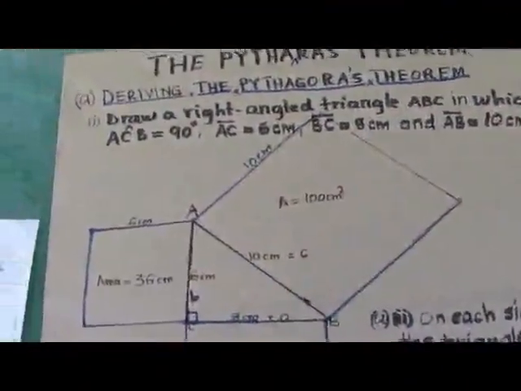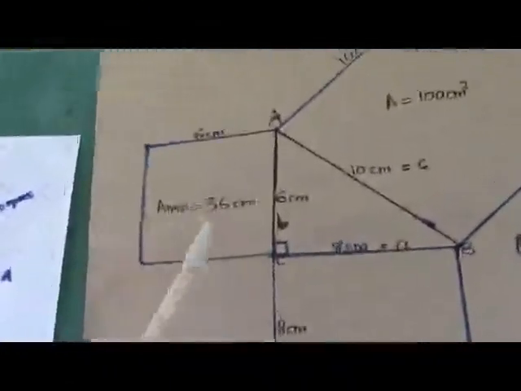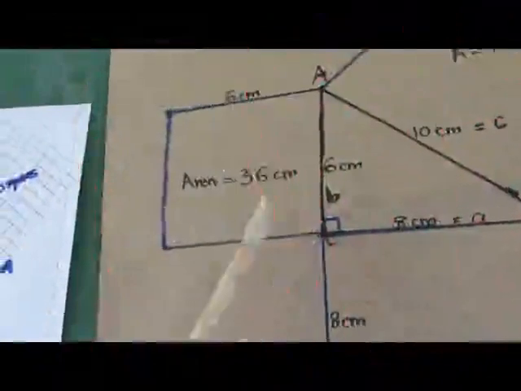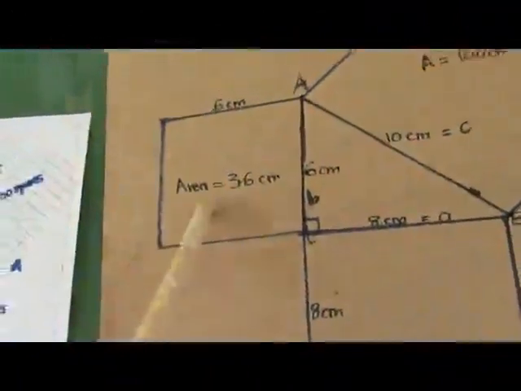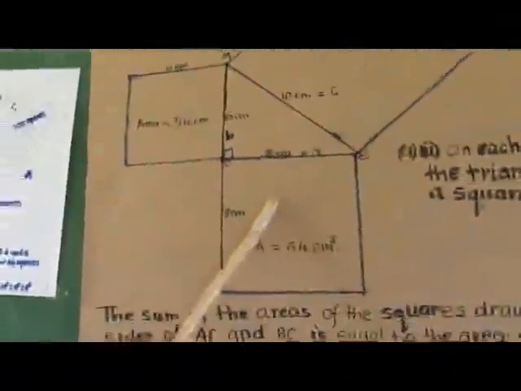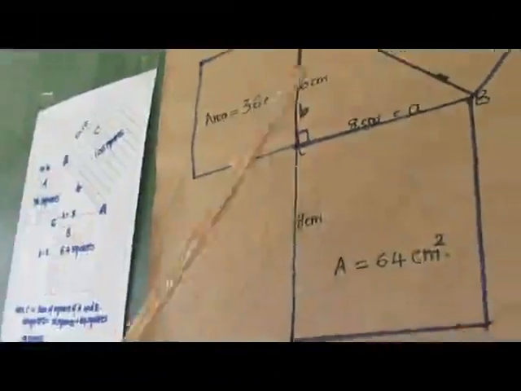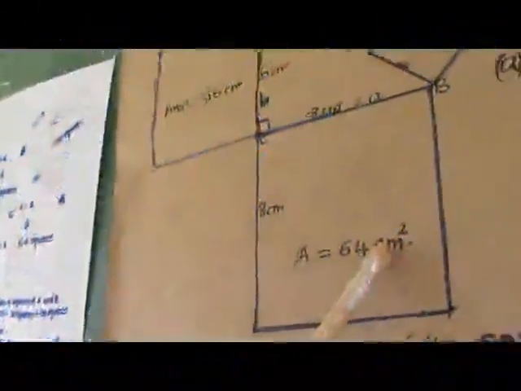Therefore, we can start finding the area of these squares. Square A here, the area is equal to 6 centimeters times 6 centimeters, which is equal to 36 centimeters squared. The area of this square here, with sides 8 centimeters by 8 centimeters, is equal to 8 centimeters times 8 centimeters, which is equal to 64 centimeters squared.